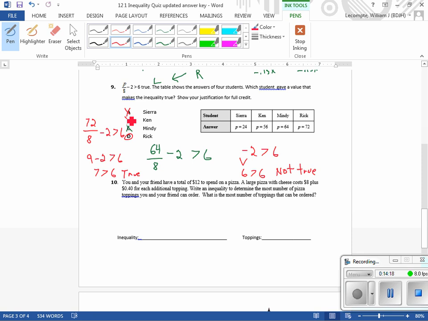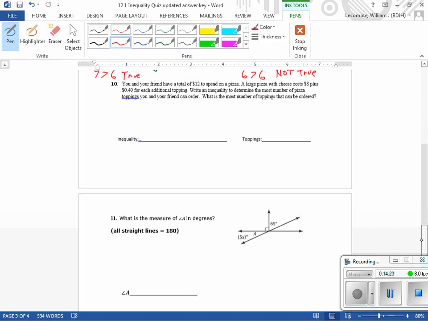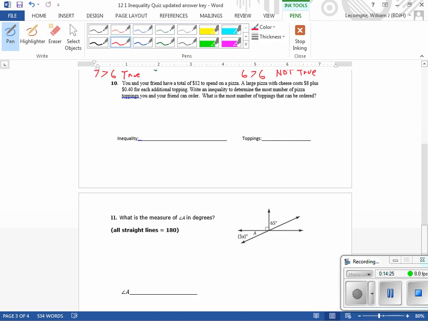Number 10. You and your friend have $12 to spend on a pizza. So I have an inequality getting created that I can't spend more than $12. A large pizza with cheese costs $8. So a total of $12 to spend, and $8 plus 40 cents for each additional topping, 0.40x. Right? So when I go to solve this, I subtract 8 from both sides first, and I get 0.40x is less than or equal to 4.